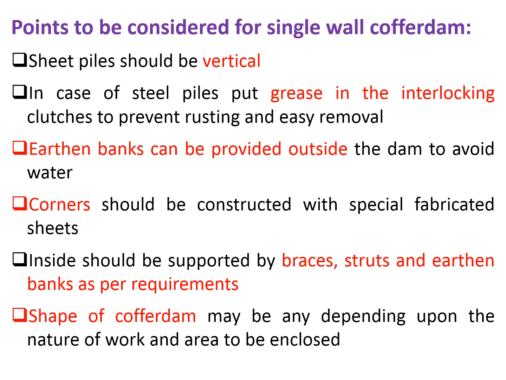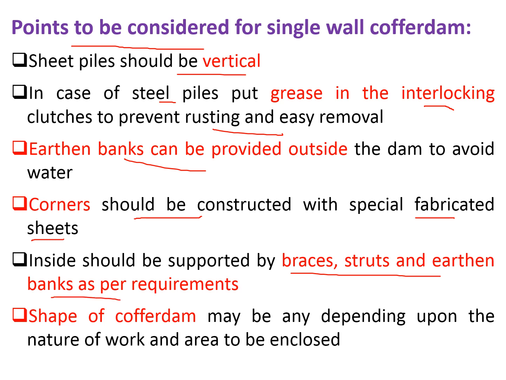So which points are to be considered for a single wall cofferdam? First, the sheet pile should be vertical. In case of steel piles, put grease in the interlocking clutches to prevent rusting, and it is also easy to remove. Then earthen banks can be provided outside the dam to keep out the water. And corners should be constructed with specially fabricated sheets. So corners are very important to avoid leakage. Then the inside should be supported by braces, struts and earthen banks as per requirement.